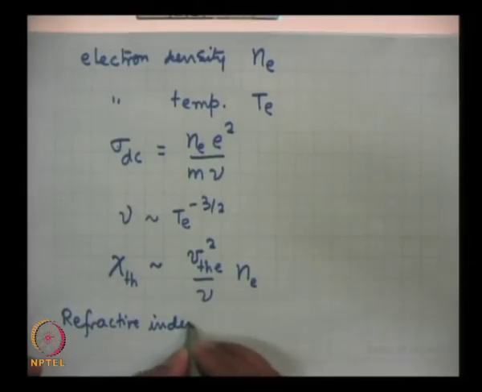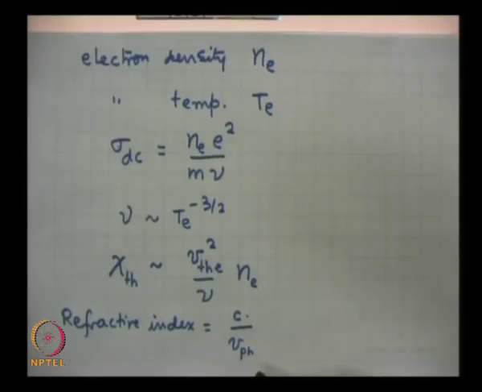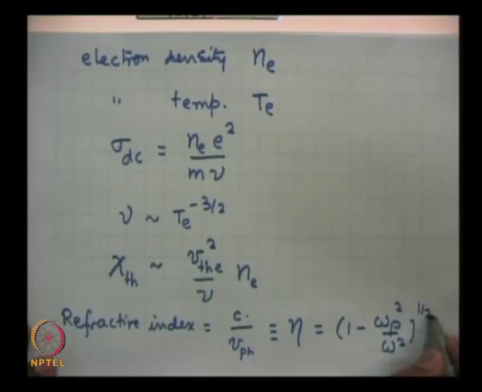Refractive index we define for an electromagnetic wave as c upon v phase. If the wave travels in a medium, in a plasma, with a phase velocity v phase, then the velocity of light in free space, c upon v phase, is called the refractive index, and we denote it by the symbol eta. For plasma, it turns out to be (1 minus omega p square upon omega square) to the power half, where omega p is the plasma frequency that I just mentioned and omega is the wave frequency of the electromagnetic wave.